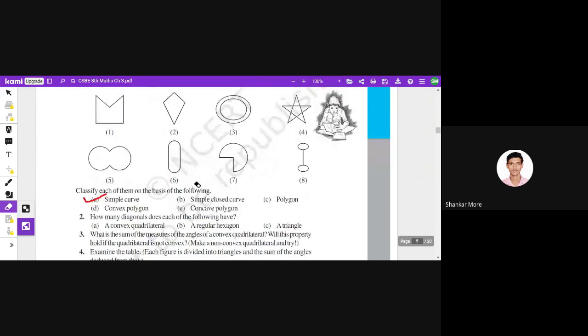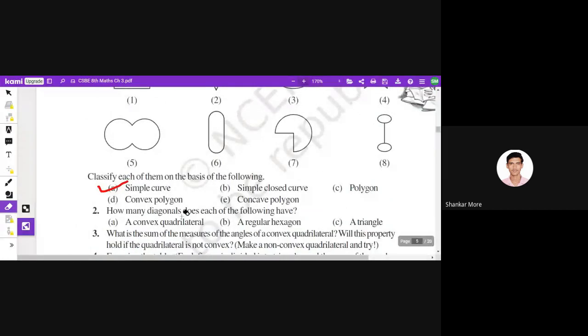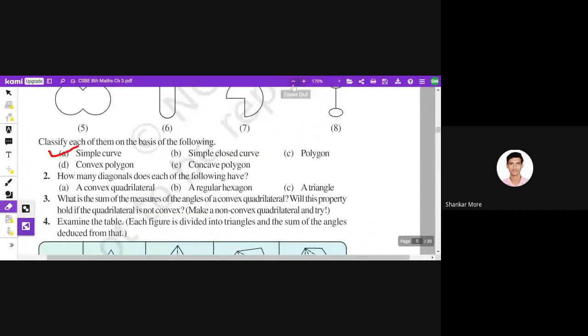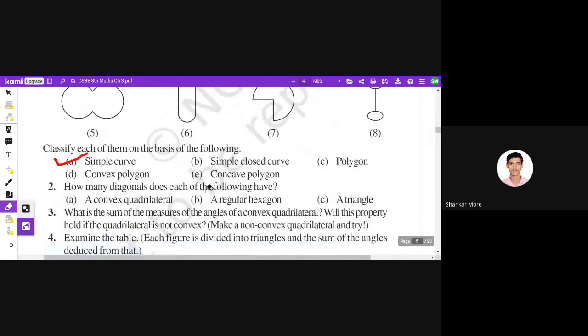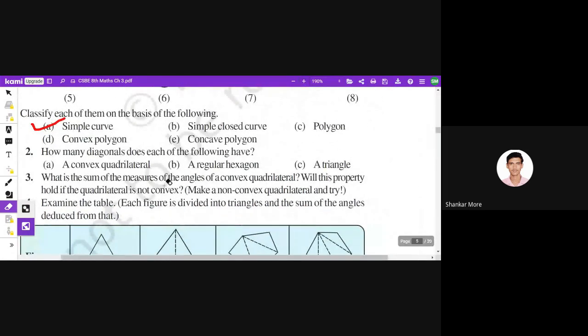Okay, so how many diagonals does each of the following have? Now I want every one of you to take out your notebook and draw these figures. I'm just zooming in so that the question is clear for you. Okay, so how many diagonals does each of the following have?